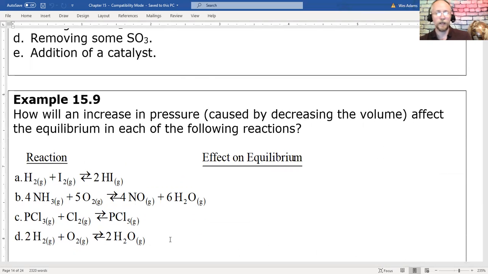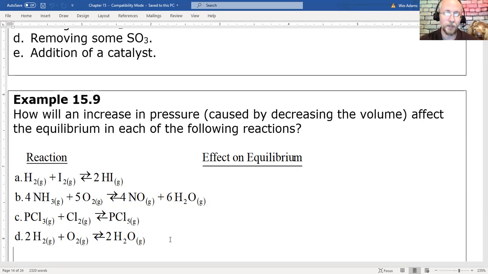So if H2 plus I2 goes to form HI, if I increase the pressure by reducing the volume, since the moles of gas are the same, then it has no effect on the equilibrium. And so A would be no effect.